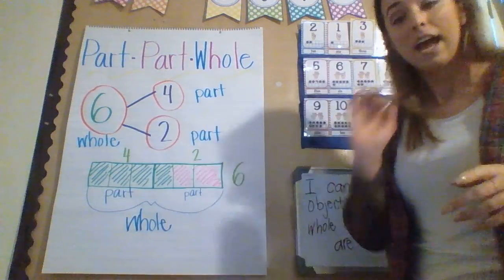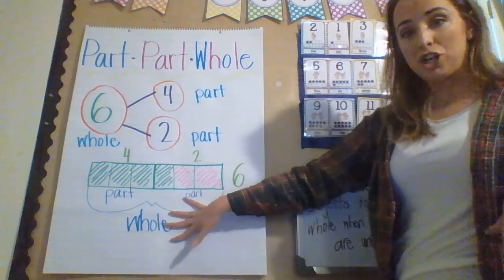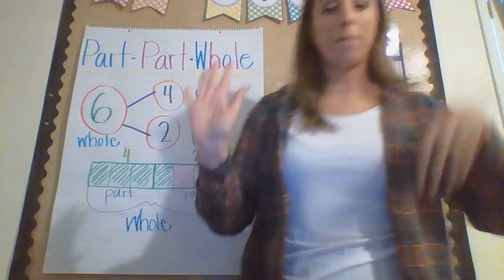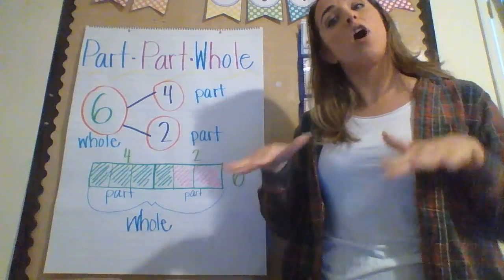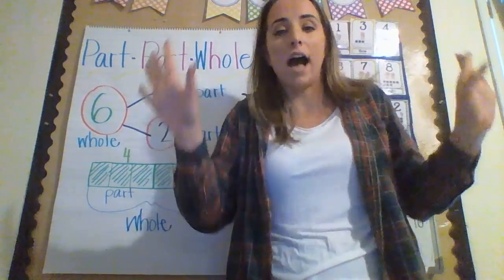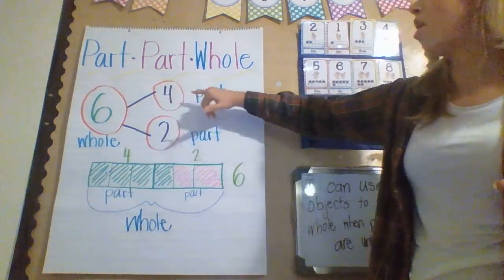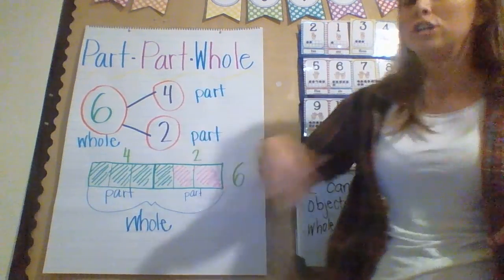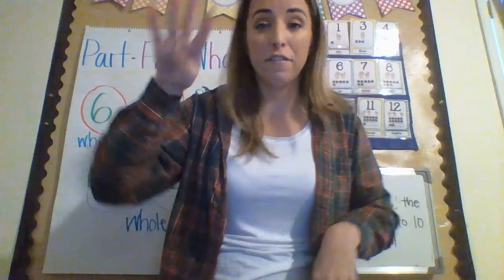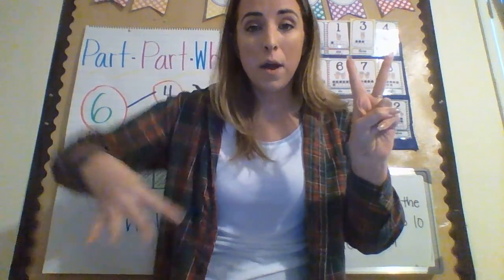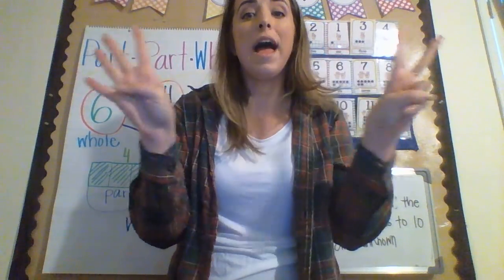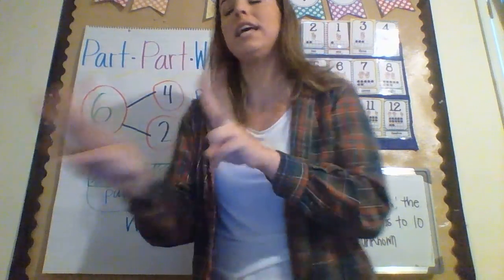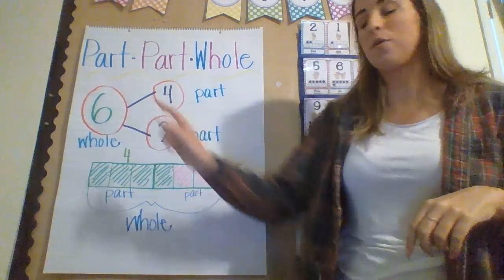Okay, so what we're going to do is think about our anchor chart. So it says part, whole. My whole is 6. So in all, everything I got is 6. My parts are 4 and 2. If I think about part, whole, I have 4 and I have 2. My parts together make my whole. So my first part is 4 and 2, my whole is 6, okay?